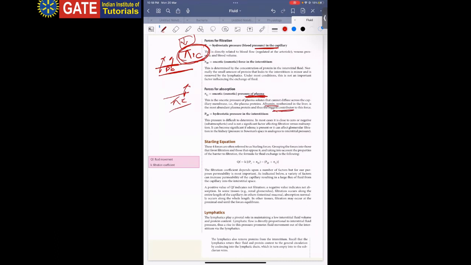Then we have the hydrostatic pressure. Water is also present in the interstitium outside. This hydrostatic pressure is the pressure of the interstitium. That's also an important force of the absorption.